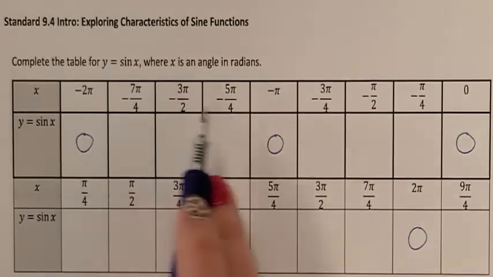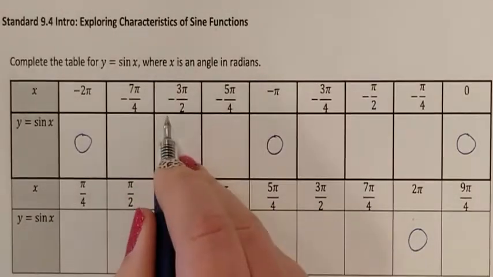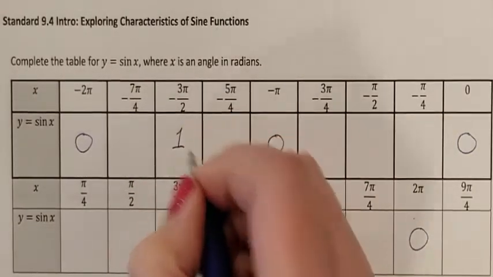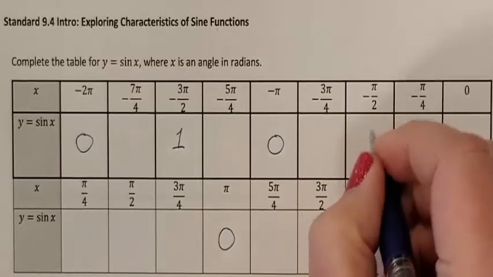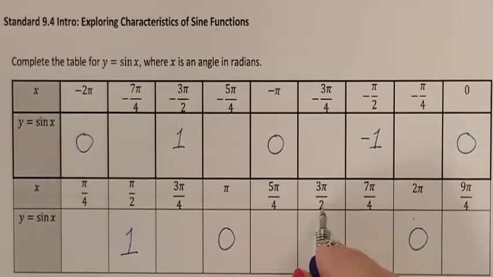All of the halves are going to interchange between 1 and negative 1. Negative 3 pi halves is going to be 1, while negative pi halves is a negative 1. Pi halves is a positive 1, and 3 pi halves is a negative 1.